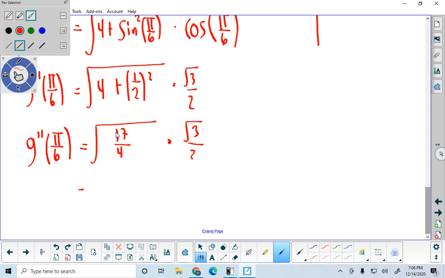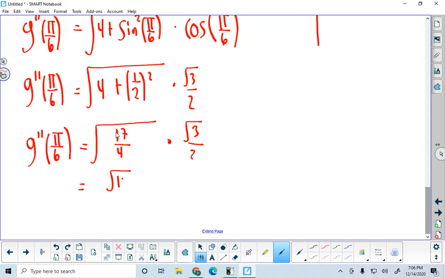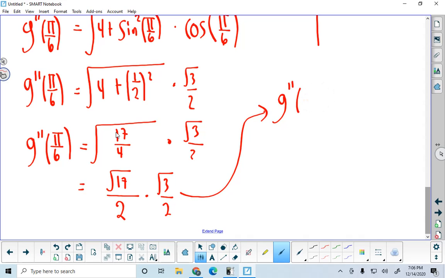So let's see, the square root of 17, the best we can do is write root 17. The square root of 4 is 2, multiplied by the square root of 3 over 2. We multiply across the top, and we multiply across the bottom. And you end up with root 51 over 4, which I believe was the answer.